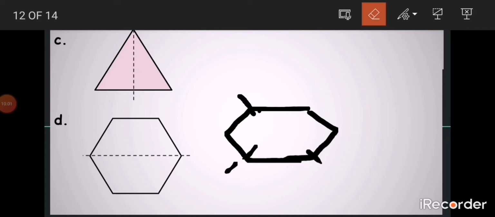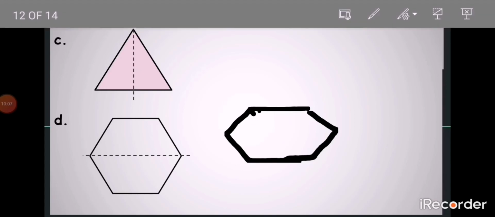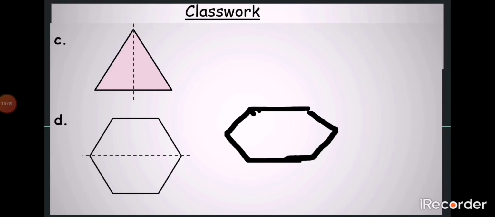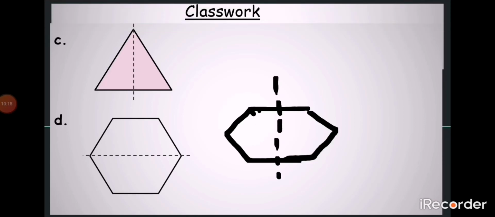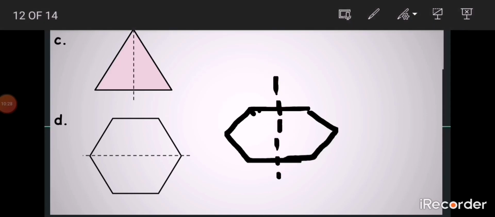And if we fold this shape from left to right or right to left, can we get the line of symmetry? Let me draw and we will check. So you can see both sides are again the same. Both halves are mirror images of each other. So we can say we can also draw a vertical line of symmetry in a hexagon.